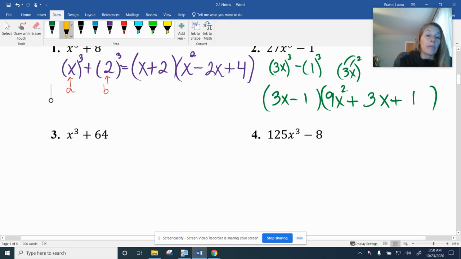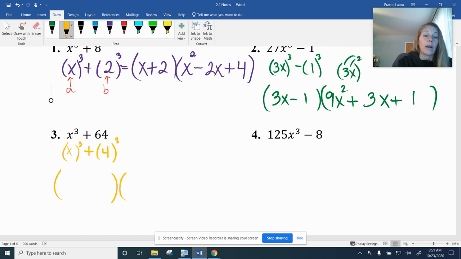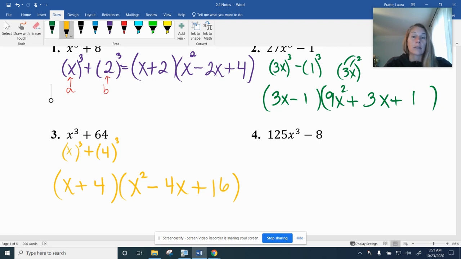So if we were to do number 3, we know that this here is x cubed, and 64, the cubic root of that is 4, so it's really a 4 being cubed there. And now we just want to use those patterns to fill in this information. So the first binomial here is just going to be those two roots with the addition sign, x plus 4. The second parenthesis, which is our trinomial, will be x squared minus 4 times x, which is 4x, plus 4 squared, which is 16.